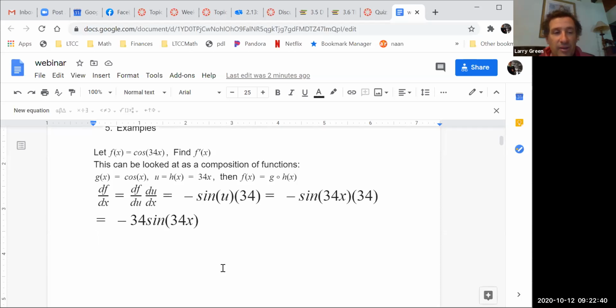Okay, so let's look at the proof. Whenever we're proving a derivative, what must we use? Yeah, we have to use a limit definition.